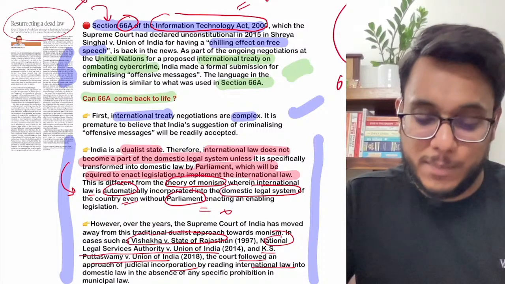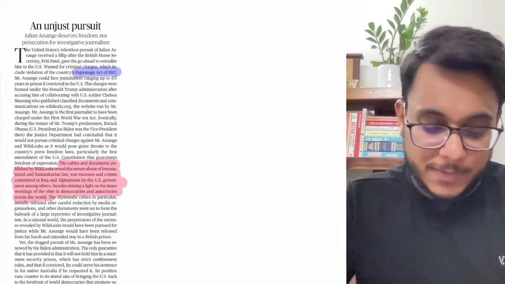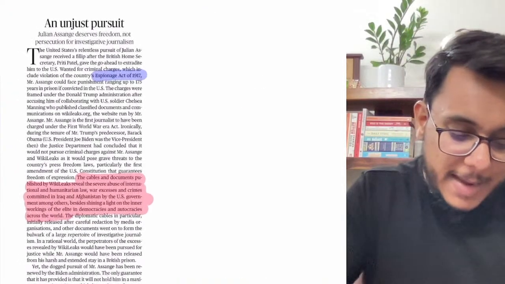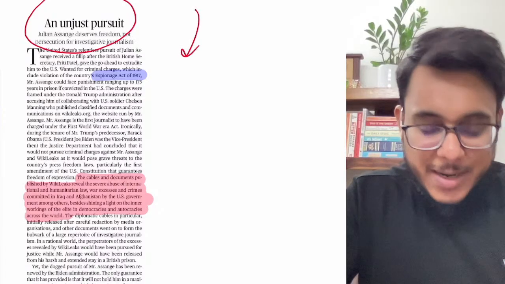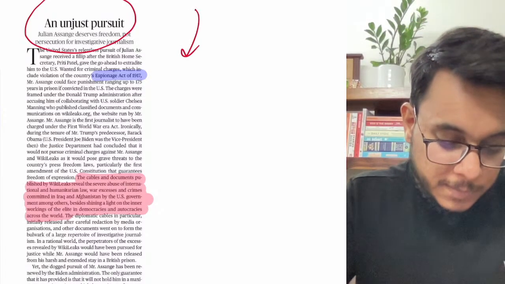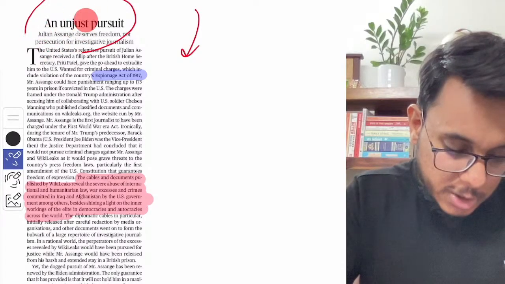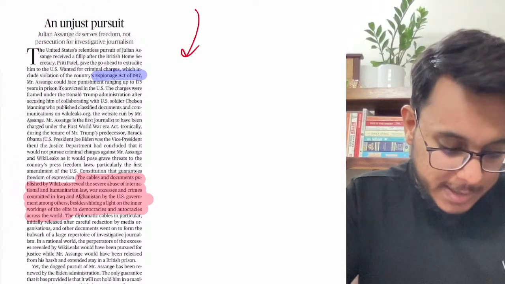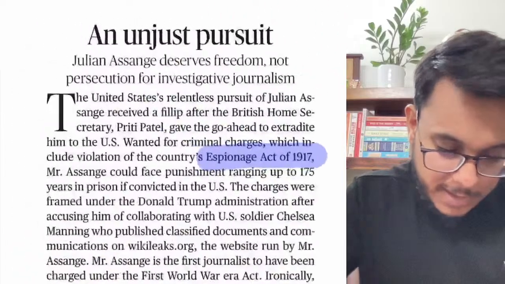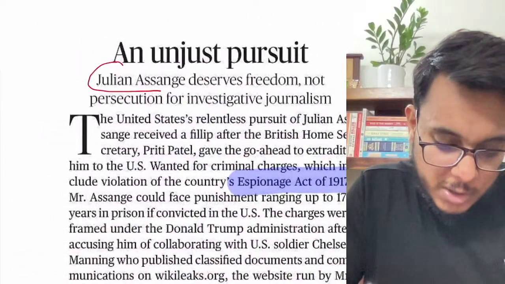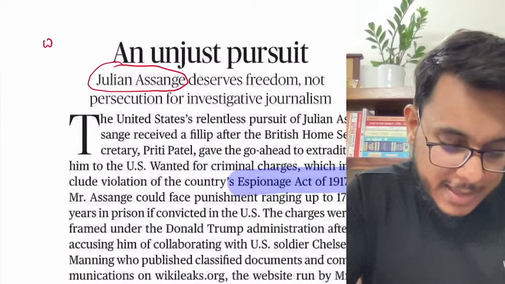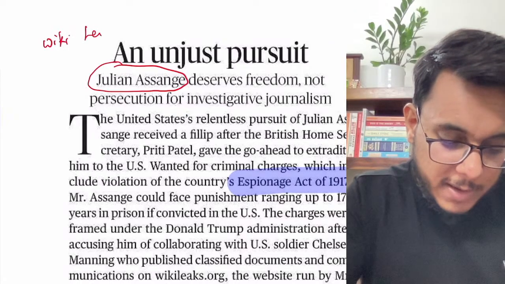Now we are going to go to the next article, an unjust pursuit. This particular article talks about the extradition of Julian Assange. Now, who is Julian Assange? Fine. So guys, Julian Assange was the founder of WikiLeaks.